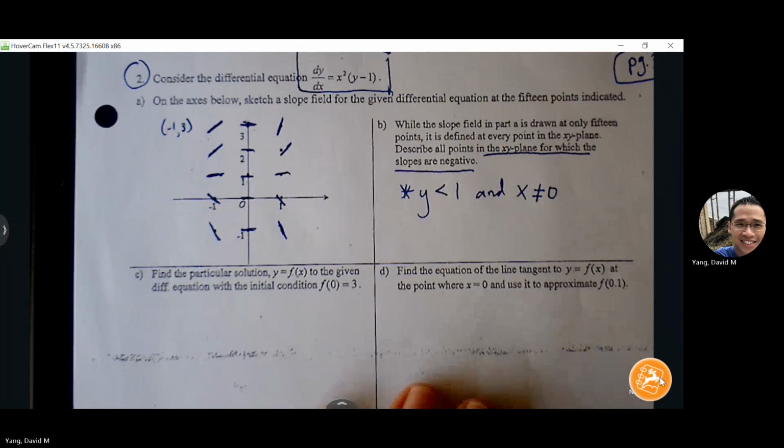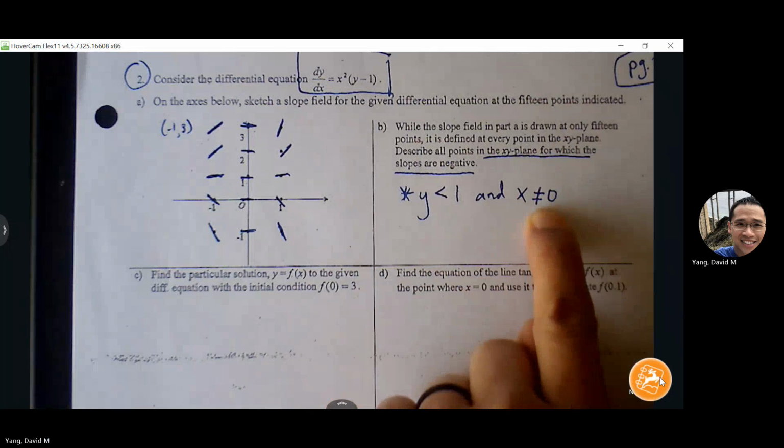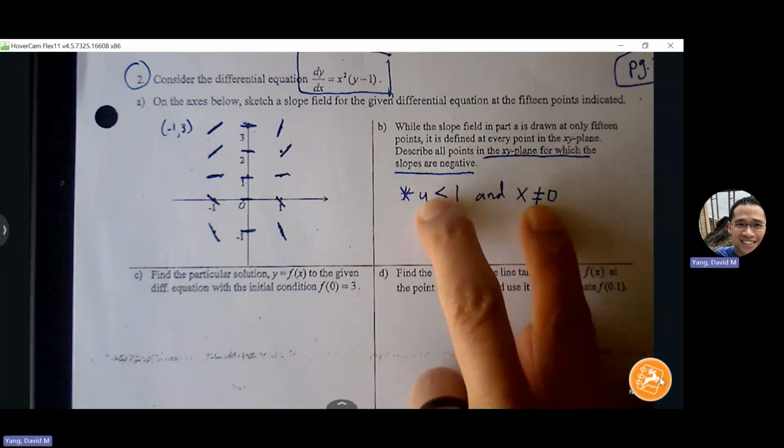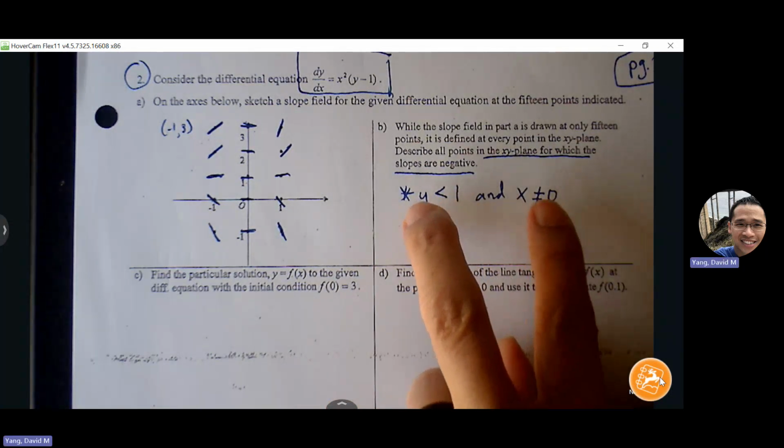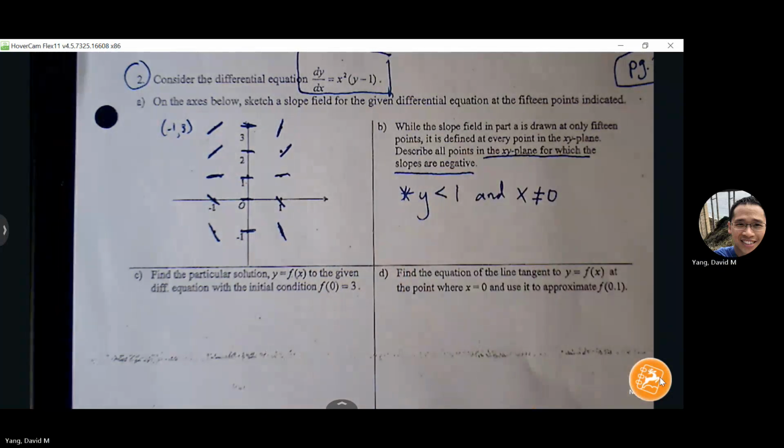Okay. X is not equal, right, x is equal to 0. So when these two things are true, then we know that the slope will be negative.